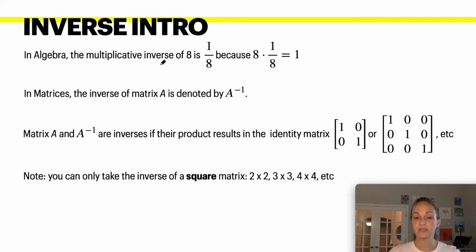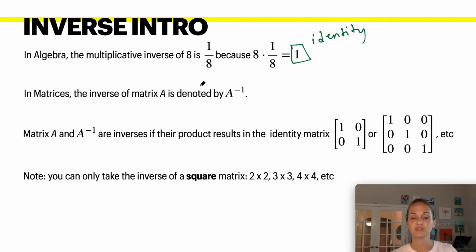Now, the reason we discuss determinants is because they are actually used when finding the inverse of a matrix. In algebra, the multiplicative inverse of 8 is 1 over 8 because if you multiply them together, you will get the identity number, which is 1. Same thing happens in a matrix.